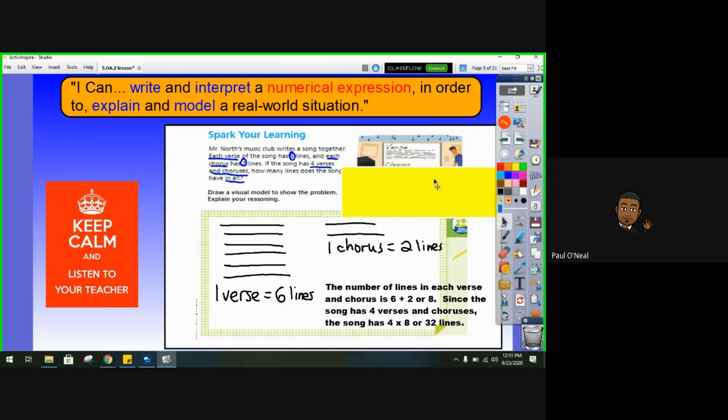Another way you could look at this is if the song has 4 verses and choruses, and we know that each verse and chorus is 6 plus 2, we could say it could be 4 times 6 as well as 4 times 2. Well, 4 times 6 would be 24. 4 times 2 would be 8. 24 plus 8 also gives you 32. So that's kind of using the distributive property with what we learned on Monday, and we talked a little bit more yesterday, and now we're diving a little bit deeper today, okay? All right, so let's keep moving then.